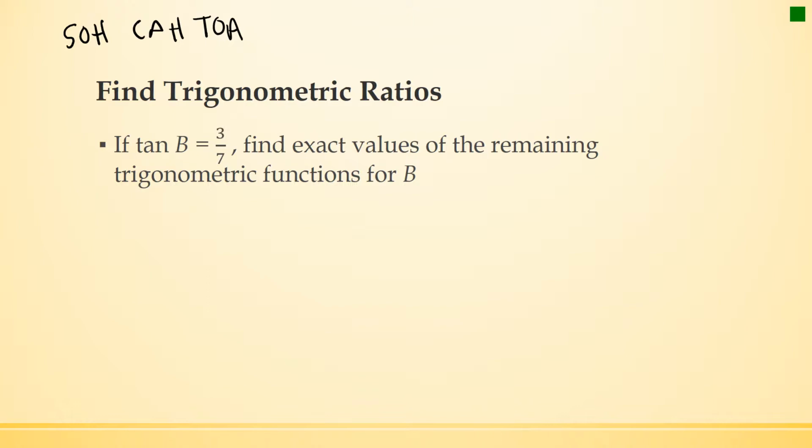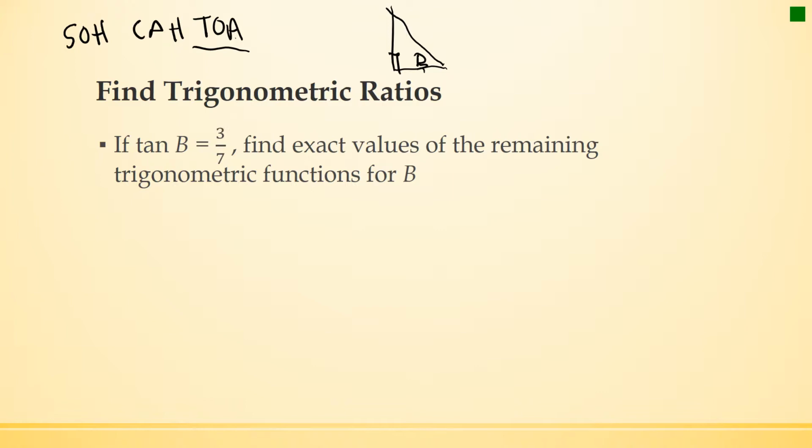Now, we're told here that the tangent of angle B is 3/7. Find the exact values of the remaining trigonometric functions. A second piece of advice I have is to sketch yourself out a little right triangle. It doesn't have to be perfect. You're just trying to get a reference point here. All right, so we know that the tangent is 3/7, and we're going to label this angle right here B. Sloppy B, but hopefully we can get through it.